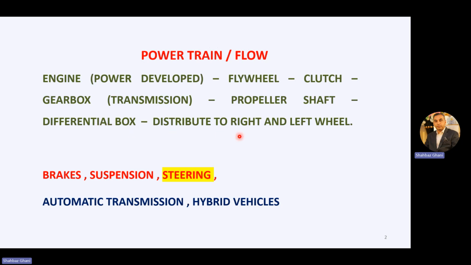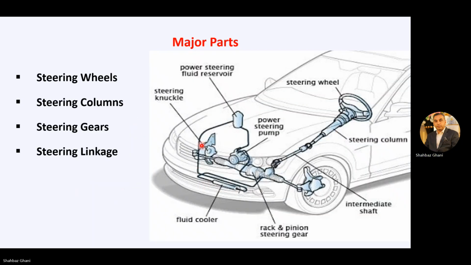So this we have covered in our previous chapters, and in allied systems we have covered the brake and the suspension system, and now we will talk about the steering system. We can divide the steering system into 4 major parts. First is the steering wheel, then we have the steering column, steering gears, and steering linkages.